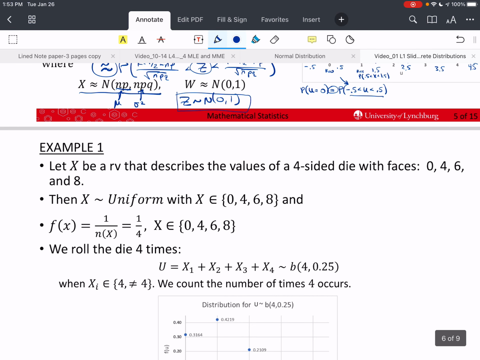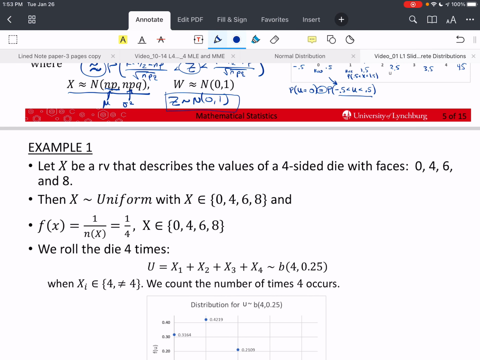So we're going to let X be a random variable that describes the values of a four-sided die. So the probability that X comes up with a 0, 4, 6, or an 8. It's a four-sided fair die. So then, this is given information, by the way, all of this. Then X is, of course, a discrete uniform distribution that can take the values 0, 4, 6, and 8. It can take those exact values, not between. It can take any of those four values, and that's it. So for the uniform distribution, the probability of any of these values is going to be 1/4 because the number of elements in X is 4, where X is 0, 4, 6, 8.